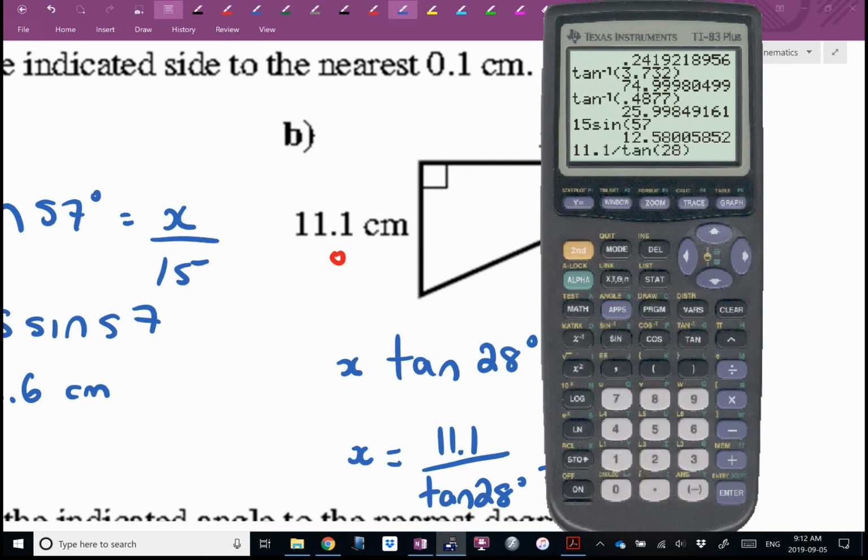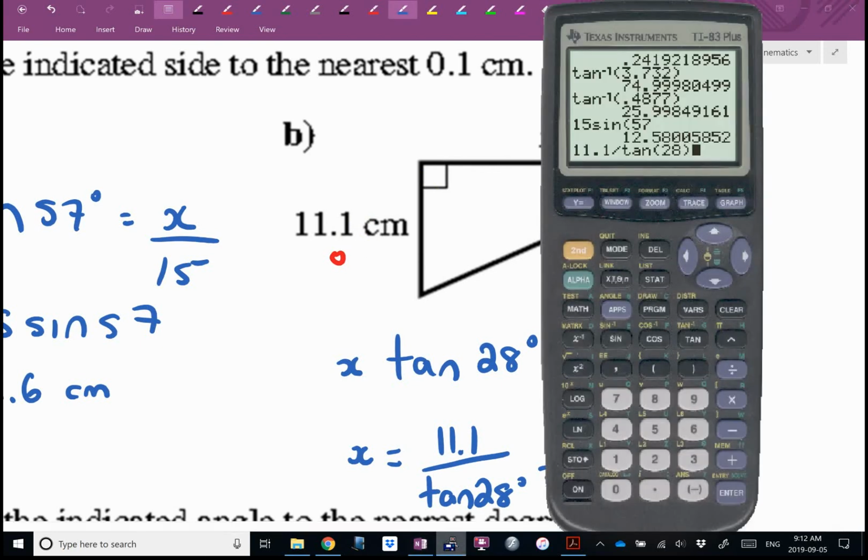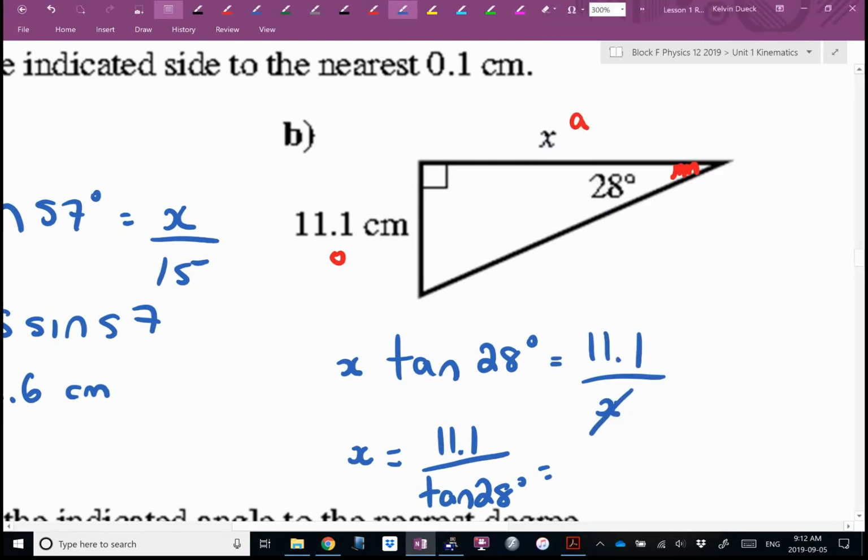Now, one of the nice things with trig is there are some built-in error checks. I will try and give you diagrams roughly to scale. Looking at this picture, x looks longer than 11.1 just when I eyeball it. I better get an answer bigger than 11.1. If I don't, I've probably done it wrong. 20.9. Yes? Units, centimeters.